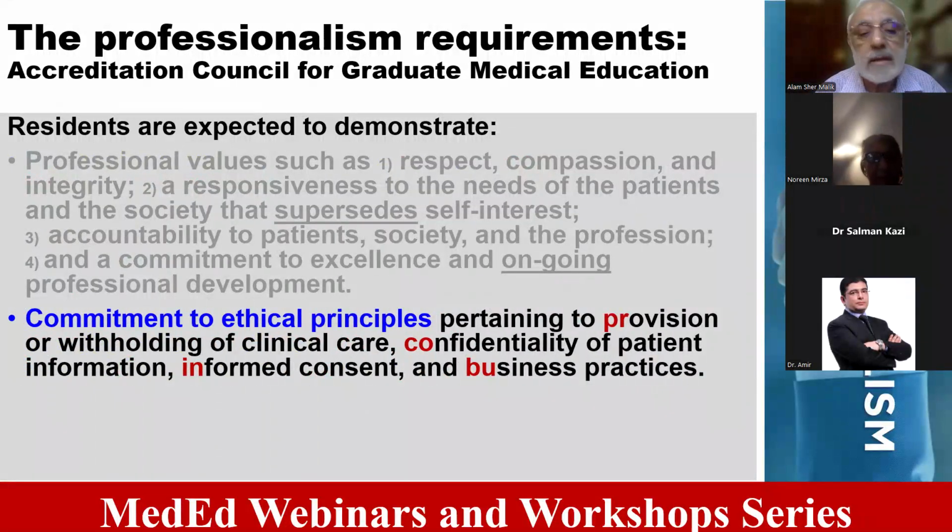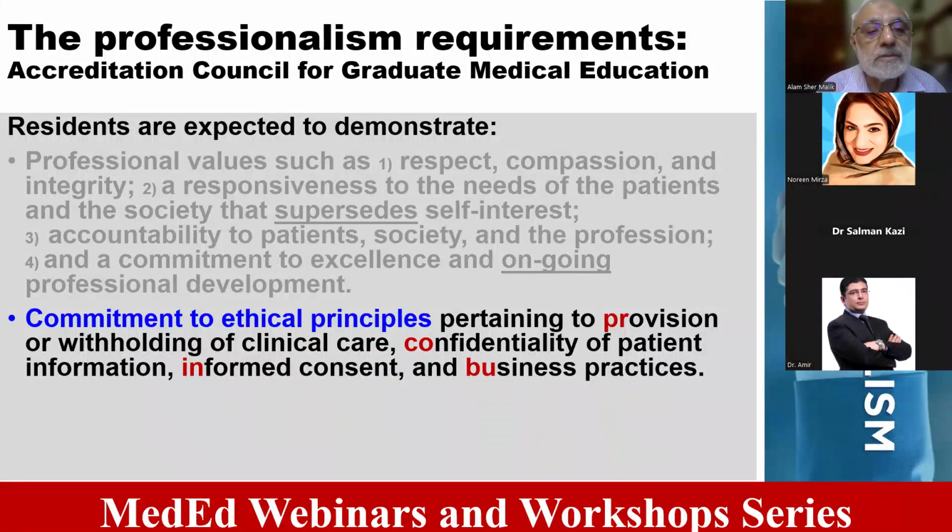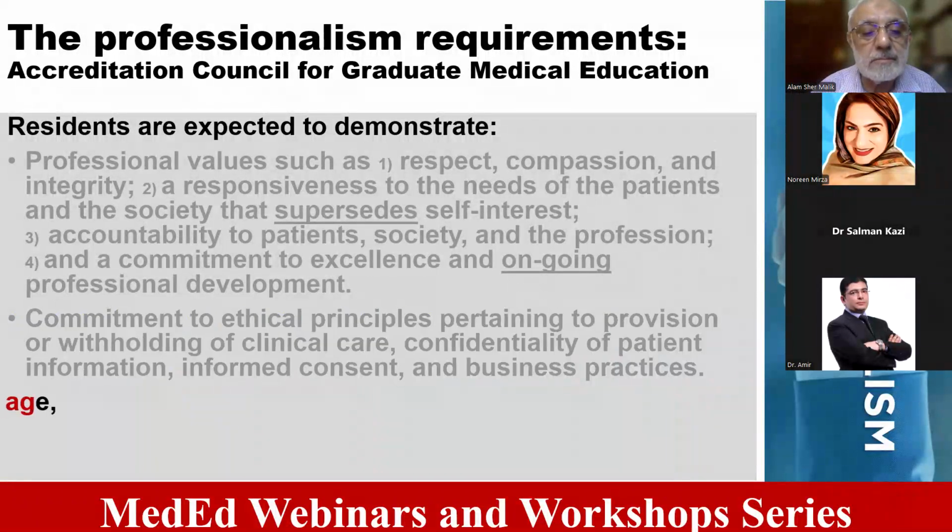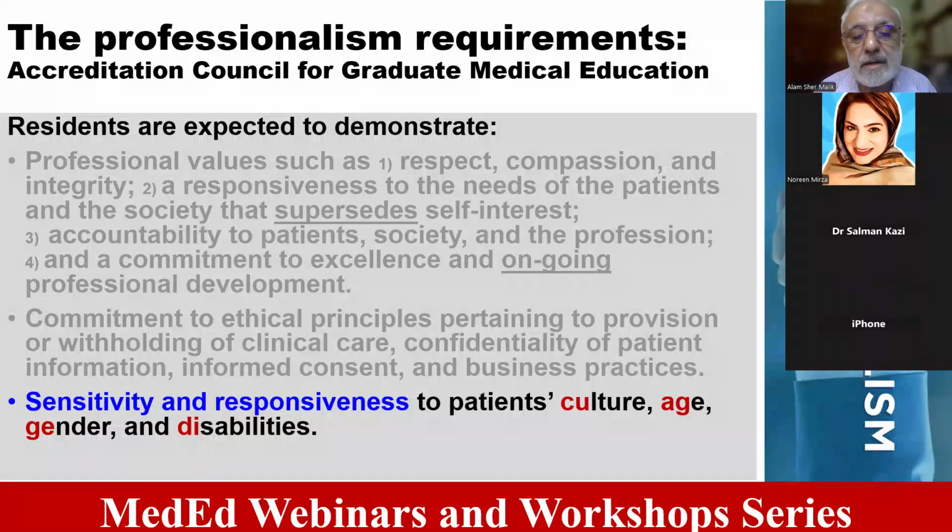The second is commitment to ethical principles. First was the professional values. And second is commitment to ethical principles pertaining to provision or withholding of clinical care, for example, a decision whether to ventilate somebody or not, confidentiality of patient information, informed consent, and business practice. So these are ethical principles which form a component of professionalism. And then third is sensitivity and responsiveness to patients' culture, age, gender, and disabilities. So the Accreditation Council of Graduate Medical Education identifies these requirements of professionalism.